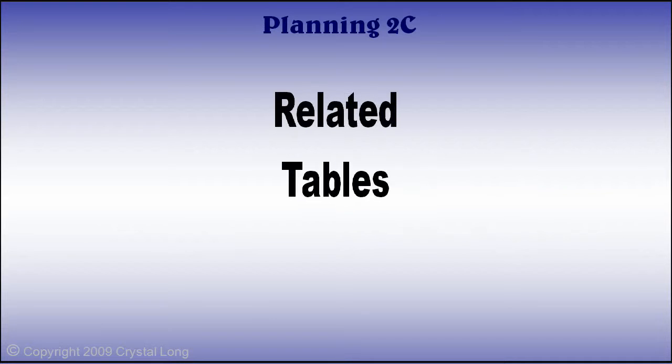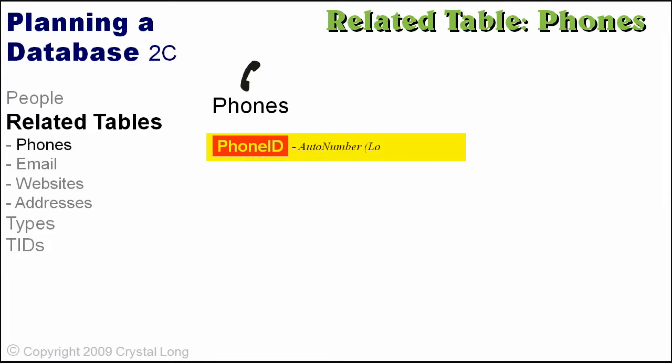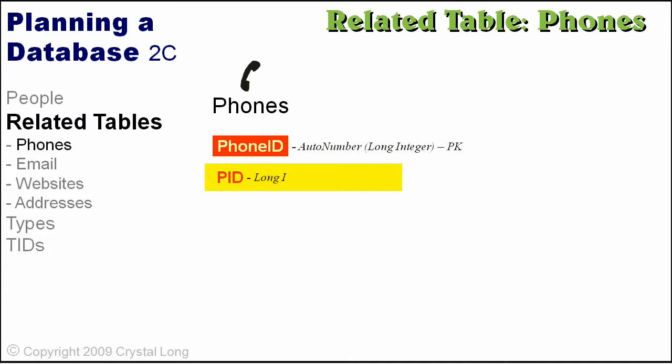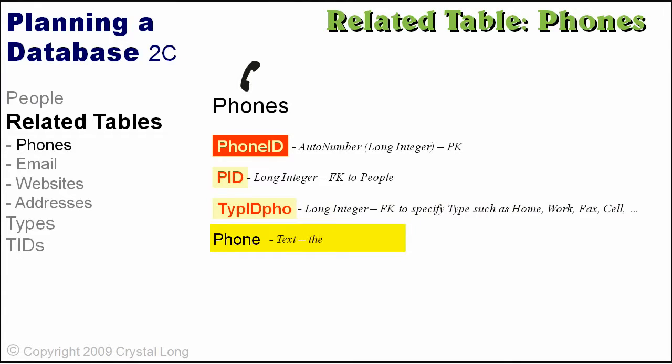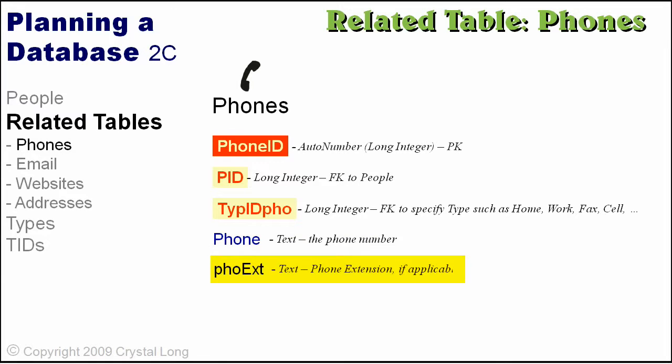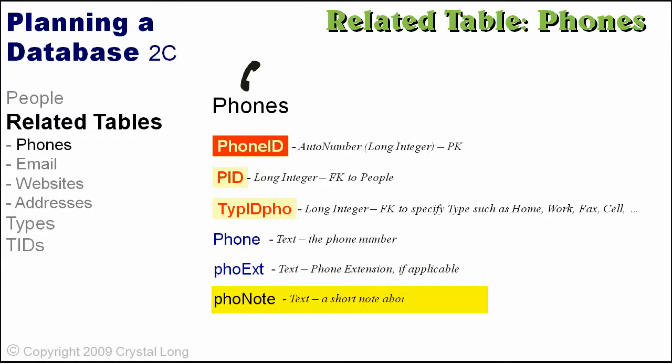The phones table has an auto number primary key named phone ID. The PID field is a foreign key to people, so we know who the number belongs to. We can use the type ID pho to determine what type of phone this is, such as a home phone, or a work number, a fax line, or a cell phone. The phone field holds the actual phone number. In case there is an extension, we will have a pho ext field. Phone note is for a short note.